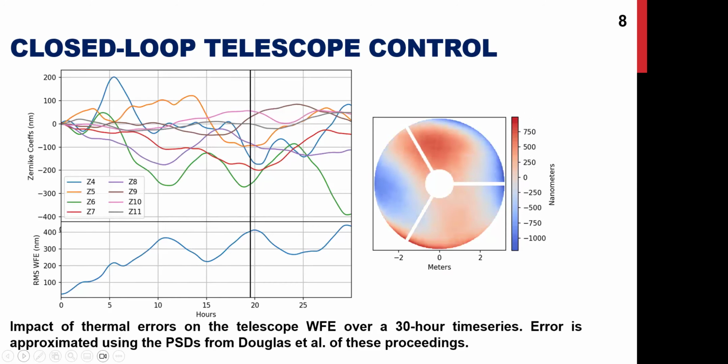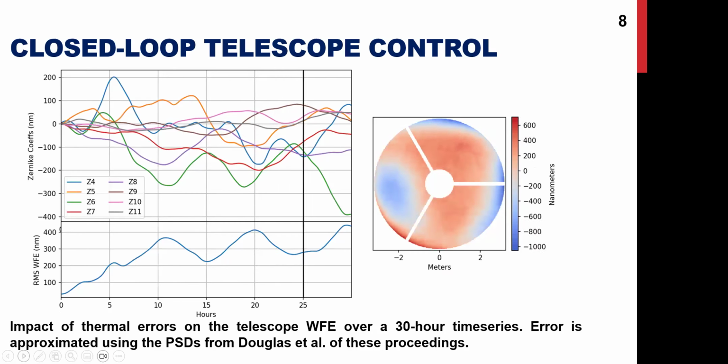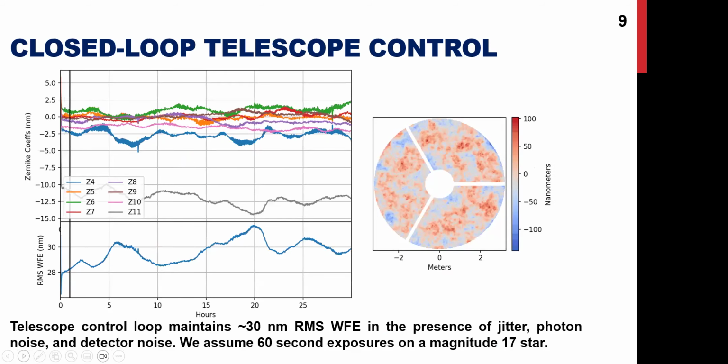But we do phase retrieval. We use that phase retrieval to send corrections to M1 and M2. And holy moly, it's stable. Just look at it for a bit. Look at how stable it is. Isn't that neat?